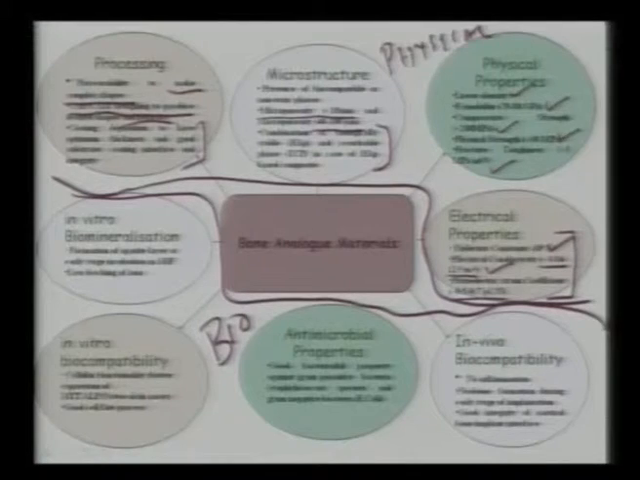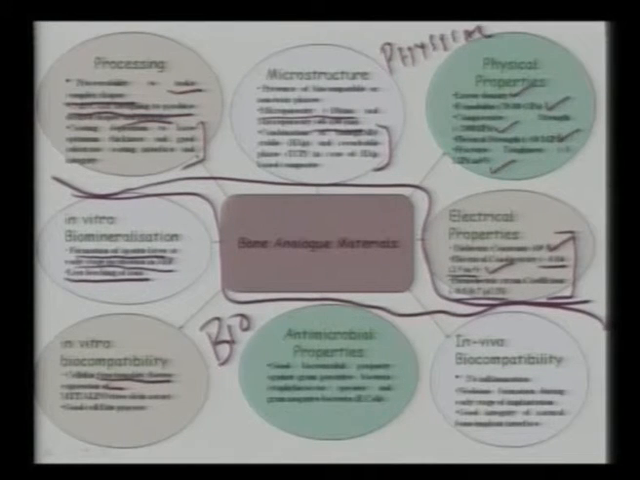Then the second one is less leaching of ions. If the ions are leached and can cause some toxic effect, that should also be avoided. Therefore less leaching of ions should be preferred. Coming to the other part of the biological properties, it is called in vitro biocompatibility. The first one is cellular functionality.